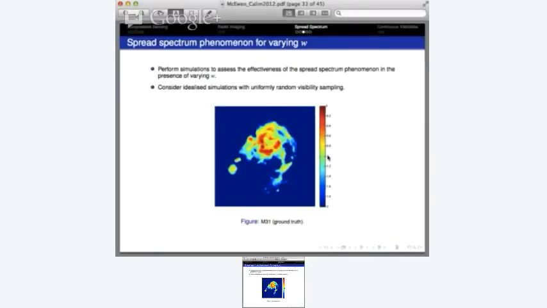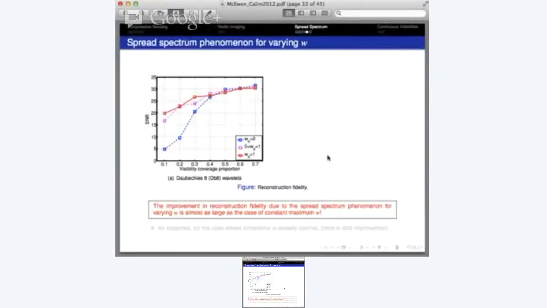So we applied this to simulations to see what we get. So here's our ground truth image, this image of M31. And here is the performance quality we get. So along here we show different visibility coverages from 10 to 70% and the SNR of the reconstruction. This is for Daubechies wavelets, so you can think of maybe as similar to a multi-scale CLEAN type approach.